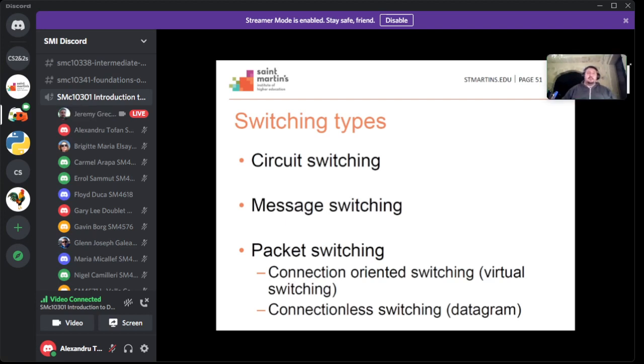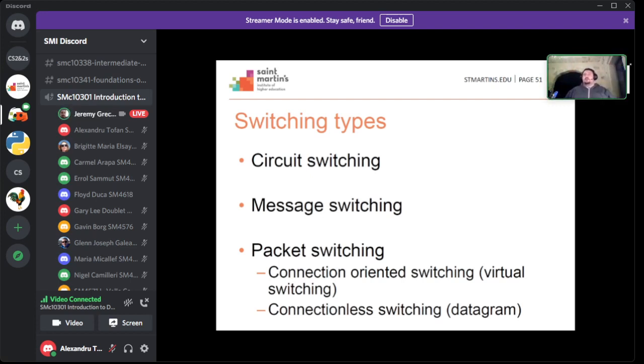Packet switching is very, very similar to message switching. However, the difference is that with packet switching, the message can be broken down into various different pieces, and these different pieces can in turn be delivered via different routes, if you will.